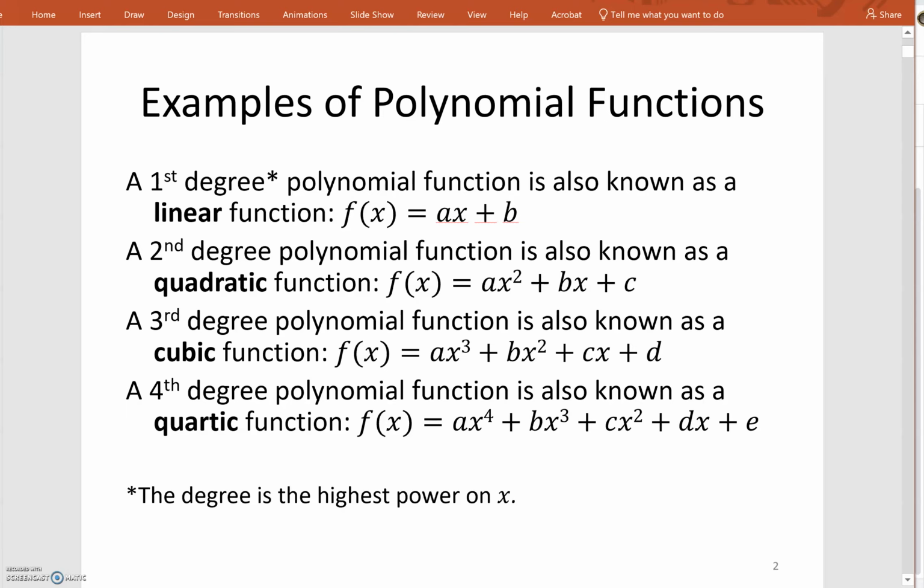So we're going to start right off. I'm going to hit you with a whole bunch of polynomial function forms, and it's good to look at all of these together to get an idea of the pattern. And some of these we have definitely studied already.